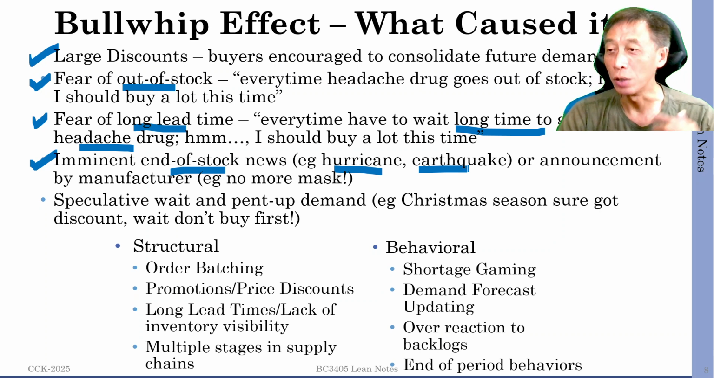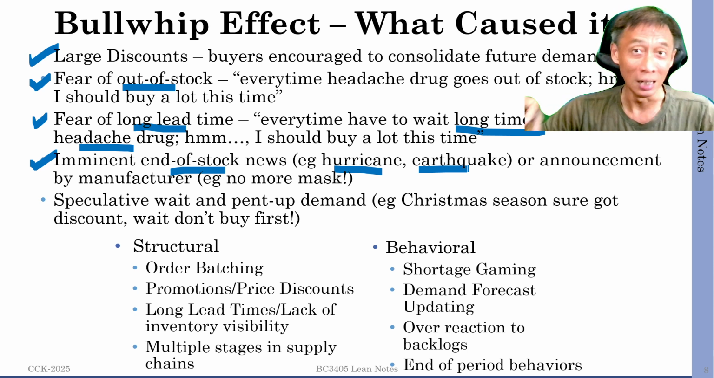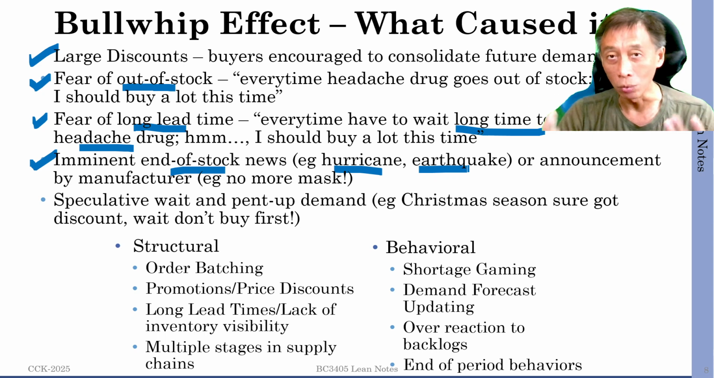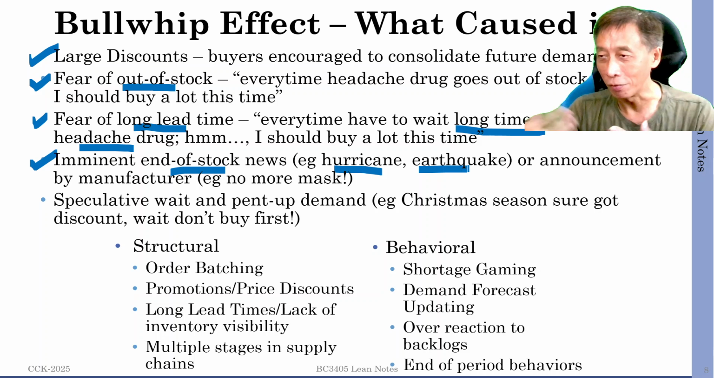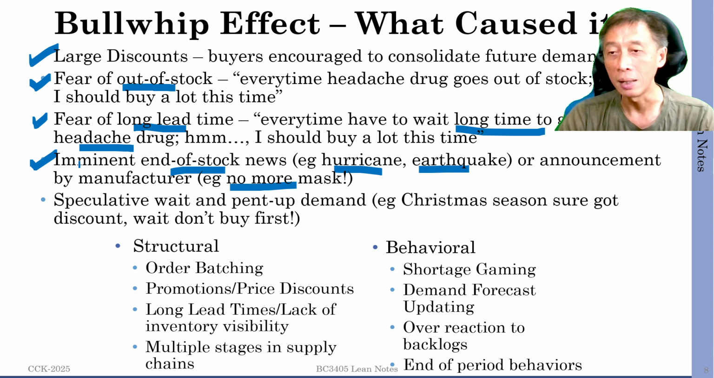phenomenons. So there's going to be a hurricane, not so much in Singapore, but in the US. If there is a weather forecast, because of satellites you can see literally the hurricane approaching your house, so you know it's coming, even though at the last second it may still swing away, but you don't want to risk it. What if not? So with an announcement by the manufacturer that there is no more mask, you better grab all the masks, and so on and so forth.